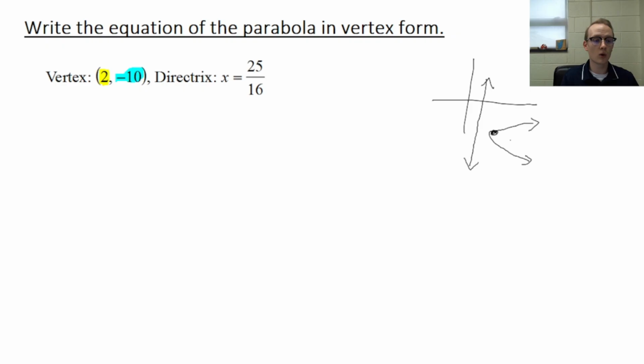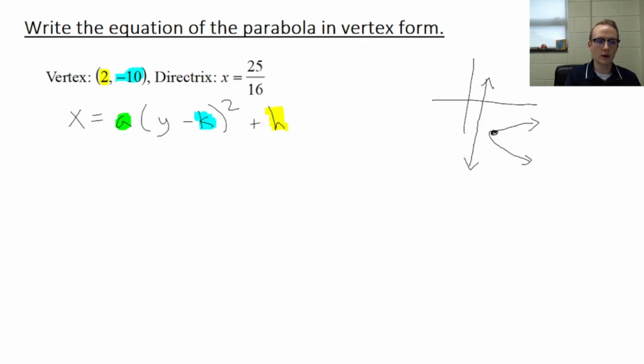Okay, but it is a horizontal parabola, which means the equation of this is not going to start with y equals. We've got to use our horizontal parabola equation. So it's x equals a times parentheses y minus k squared plus h. And again, we already know h. It's the x-coordinate of our vertex, 2. We know k is the y-coordinate of our vertex, negative 10. And we know the directrix is 25 over 16. So all we need to do now is find a.